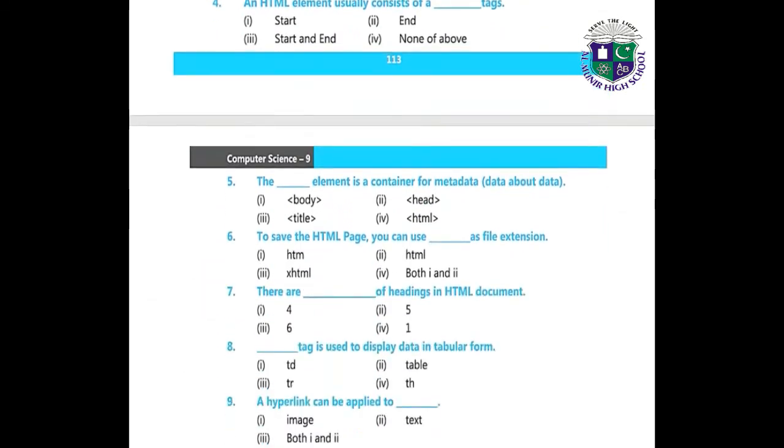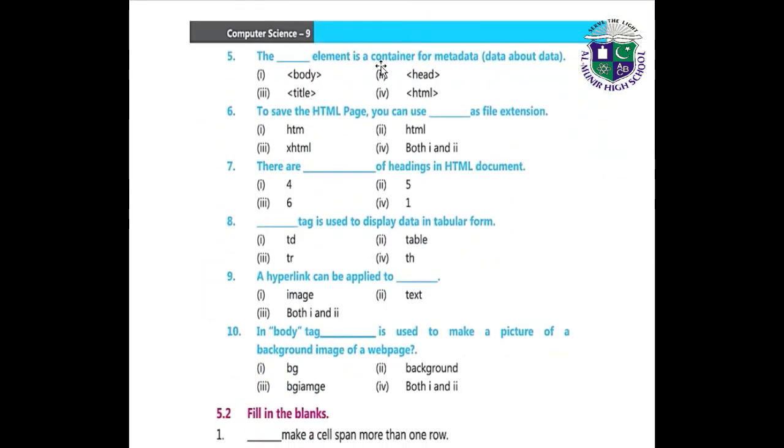Now look at MCQ number 5. The dash element is a container of metadata. The correct answer is B, head. Number 6, the correct answer is D, both 1 and 2. Number 7, there are dash of headings in an HTML document. The correct answer is 6.